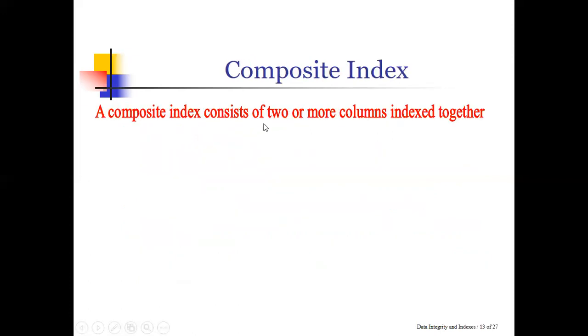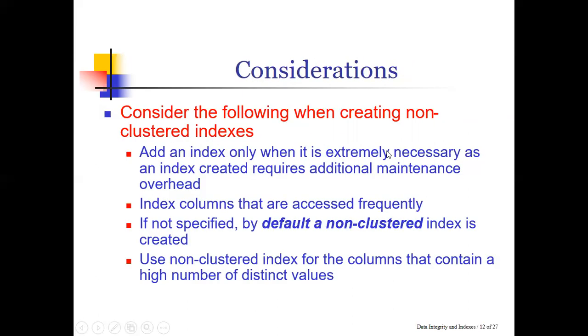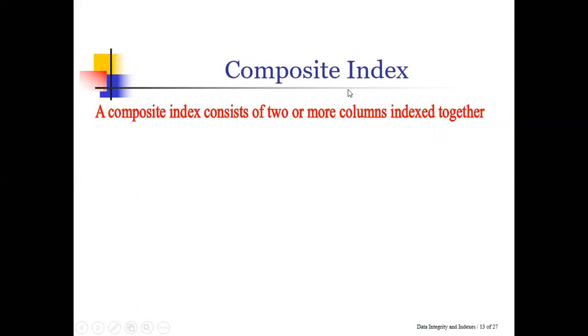A composite index consists of two or more columns which are indexed together. Okay, that was about your clustered and non-clustered. Apart from that, we also have a discussion about composite and unique index. When I say composite, we discussed the composite primary key during the constraints, that means two fields together we are making as one primary key. That was a composite primary key. So a composite index consists of two or more columns which are indexed together as one single unit.